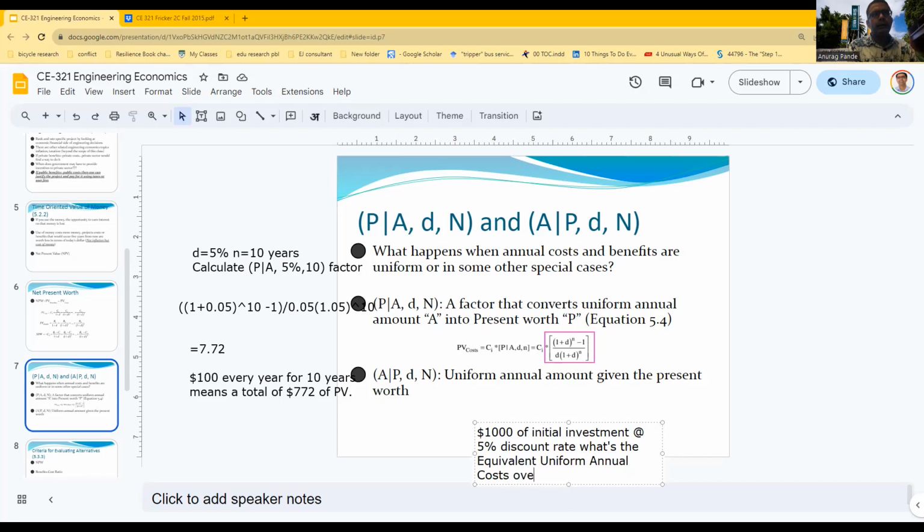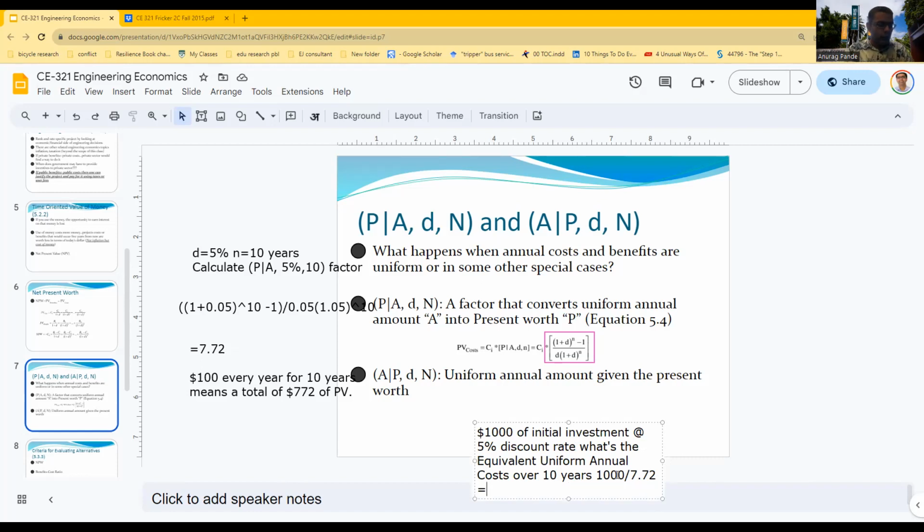Over 10 years. If you want to do that, that's pretty easy, because you can just take the same factor and do the reciprocal of that factor. So basically, instead of multiplying by 7.72, you might multiply by 1 over 7.72, which is the same as dividing by that. So you take the $1,000 and divide that by 7.72.